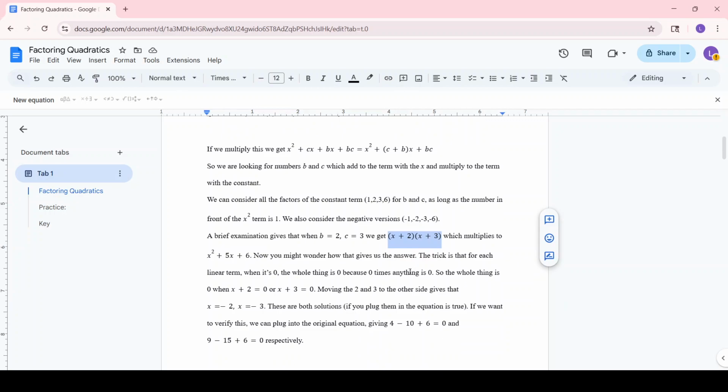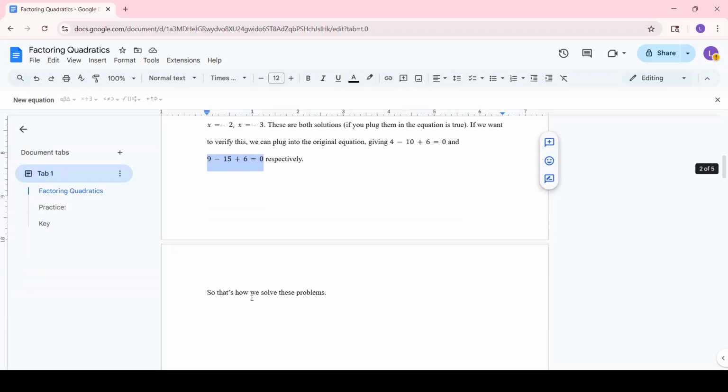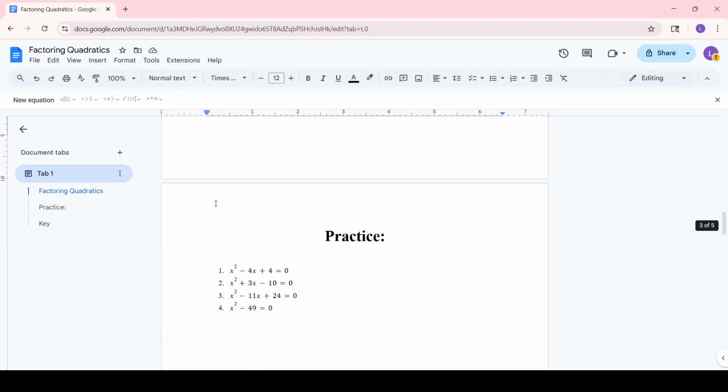And these are both solutions because if you plug them into the original equation, you can see that the equation is true. So if we plug x equals negative 2 into the original equation, we get 4 minus 10 plus 6 equals 0, which is 10 minus 10, which is obviously equal to 0. And if we plug in negative 3 into the original equation, we get 9 minus 15 plus 6 equals 0, which is obviously true. So that's how we solve these problems, and let's get on to our practice.